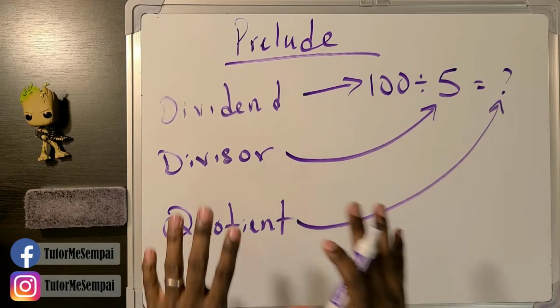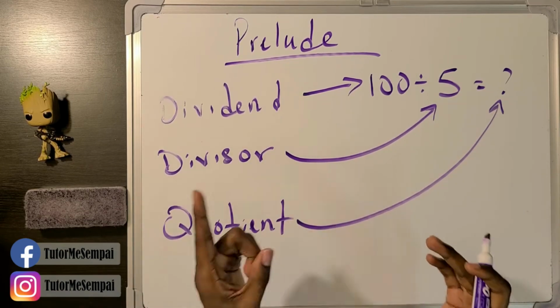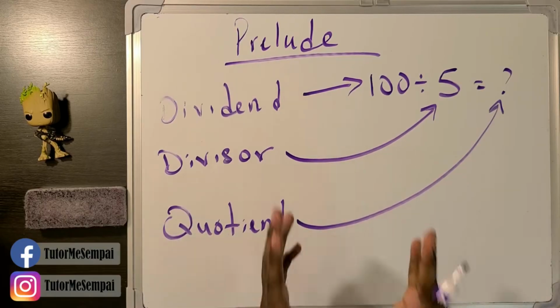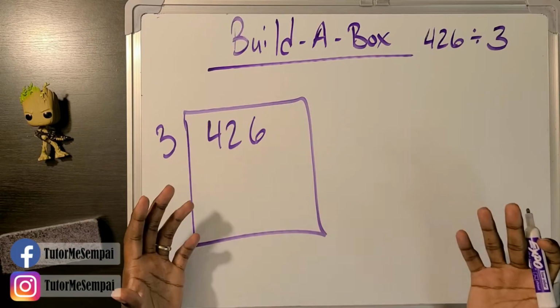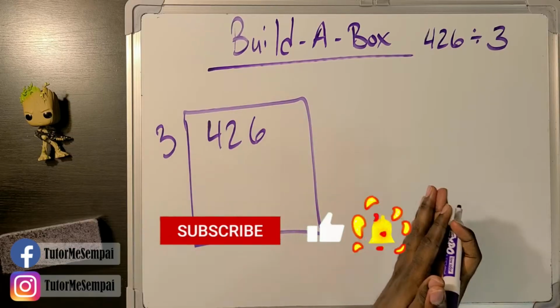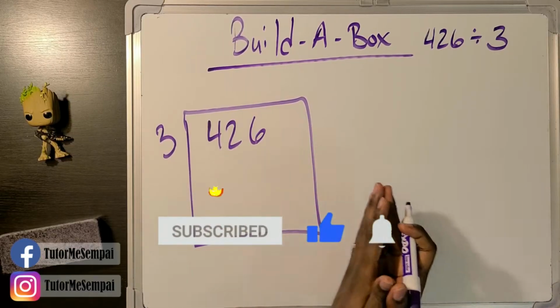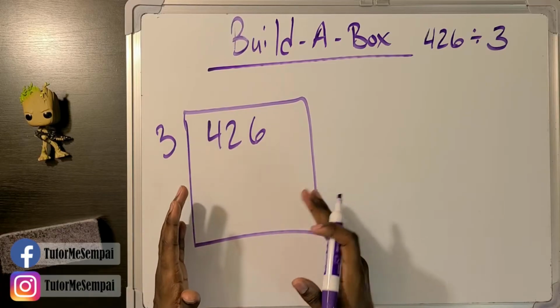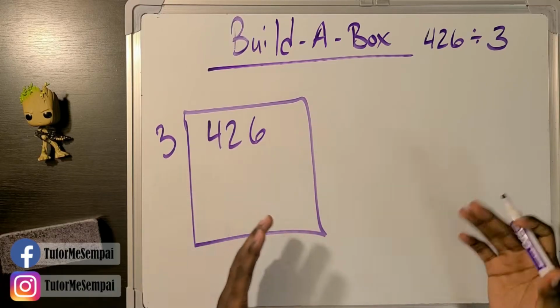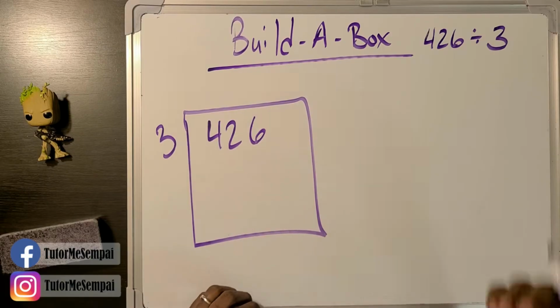So now that we've talked about our definitions, let's tackle the same question in 3 different ways using our area models. The first version of the area model that I'm going to show you is what I refer to as the build-a-box version. And the reason being is we're going to start with one box and we're going to add more boxes as we need it. And you'll see what I'm talking about once we get started.